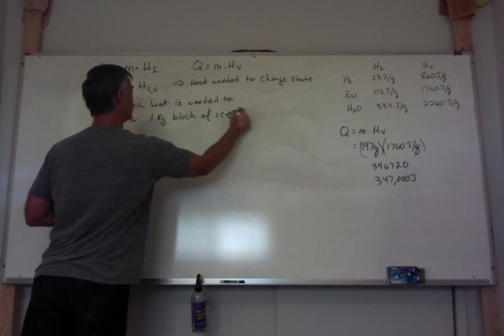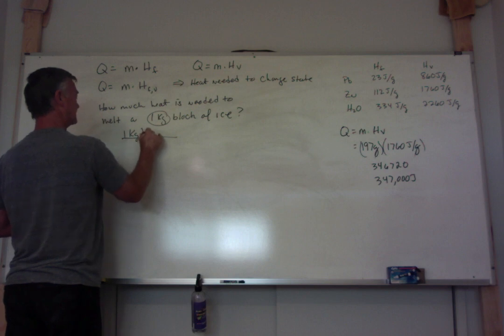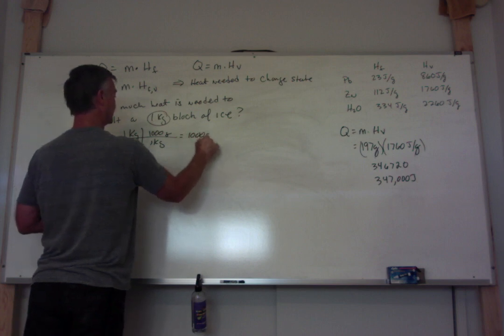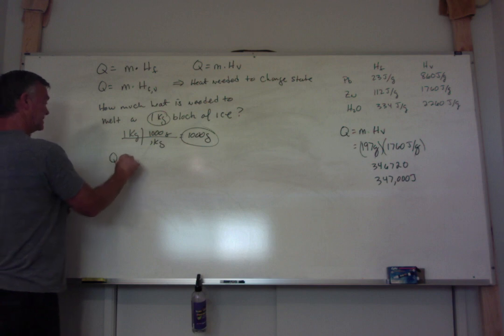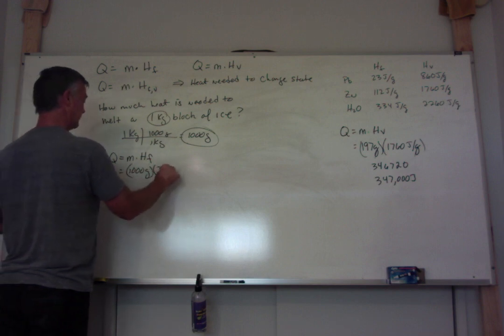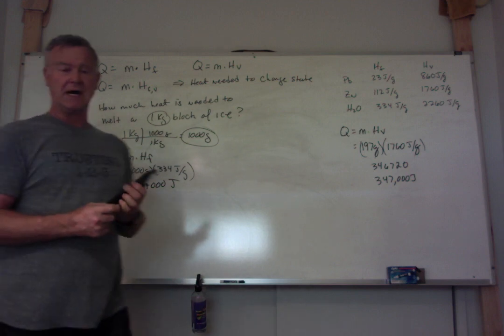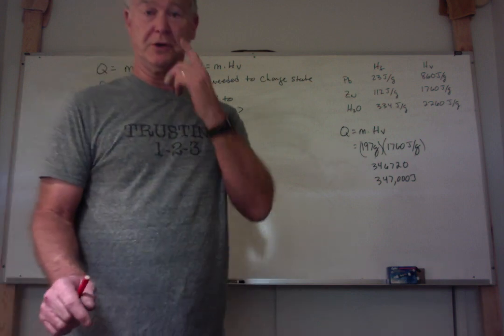All right, 1 kilogram. There's 1,000 grams per kilogram, and this then would be 1,000 grams. So it's going to be this equation, mass times heat of fusion, and it will be 1,000 grams times 334 joules per gram, and that's 334,000 joules.